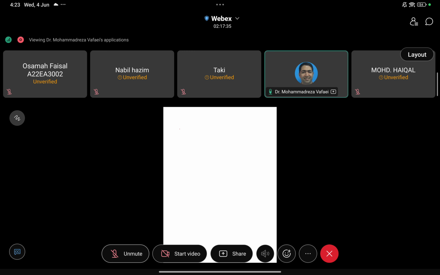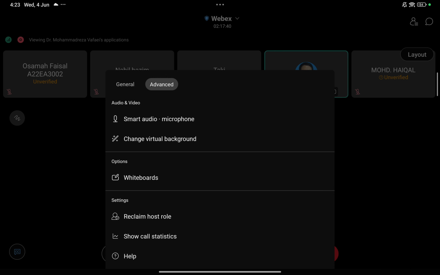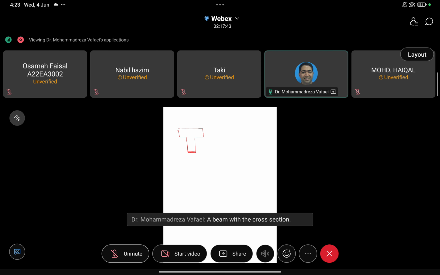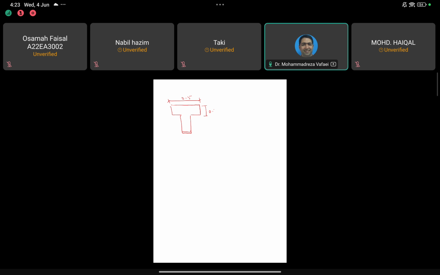Okay, let's say we have been given a beam with a cross section of T shape. And let's say from here to here is given to us 0.5, from here 0.2, and this is 0.4, and this one also is 0.2. So the question is asking to calculate ZP, or plastic modulus, for this section.